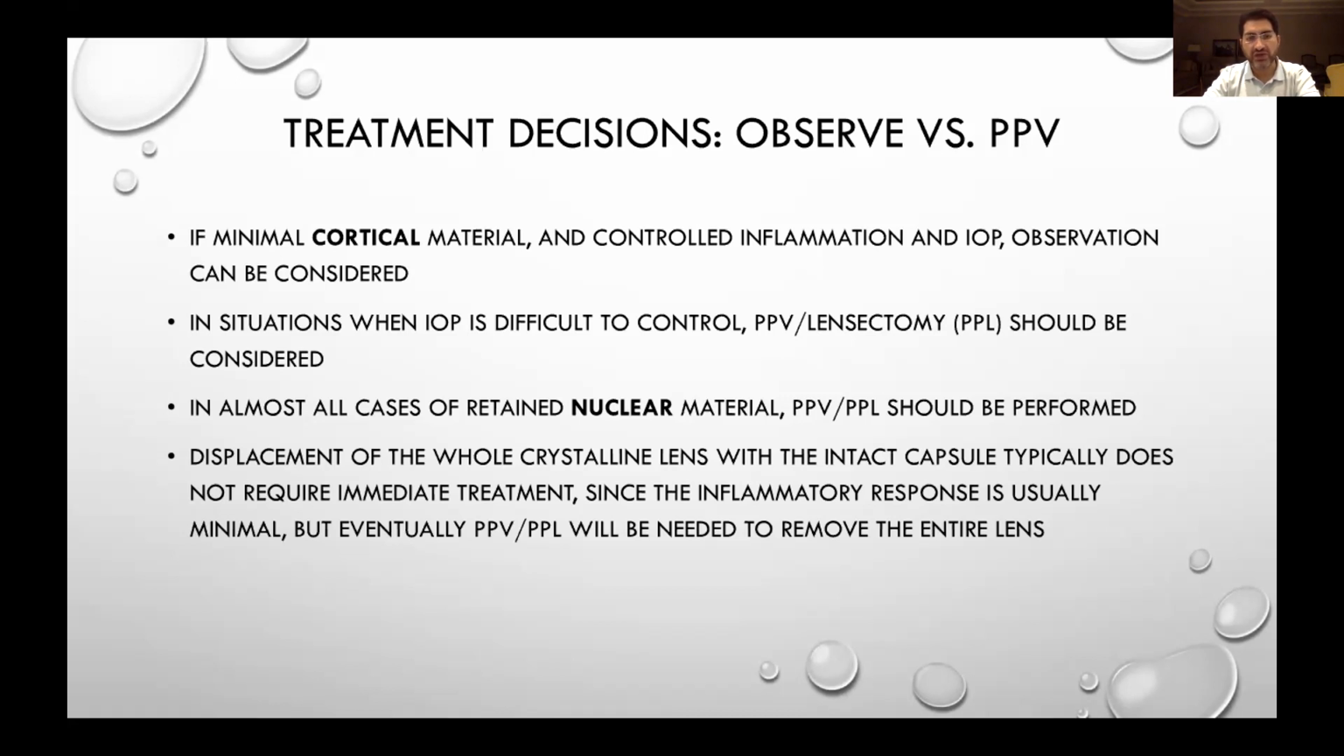When you have high IOP or inflammation, then you should go ahead for vitrectomy and lensectomy. In almost all cases of retained nuclear material, you should go ahead and do vitrectomy and lensectomy, and try to assess intraoperatively what dropped, because I always speak to the anterior segment surgeon. They say, "Oh, I just dropped a very minimal piece of cortical," and then when I go in intraoperatively, I find the whole nucleus or the whole lens.